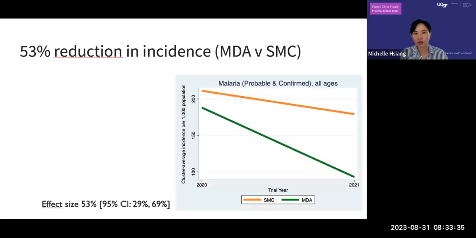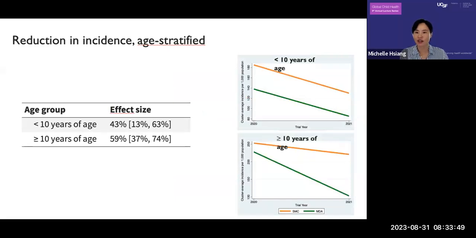These are just some visuals of the difference in the difference. So you're comparing MDA in green to SMC before and after, and you can see that we saw more of a reduction in MDA. And then stratified by age, this is the greater than 10 and the less than 10. And I mentioned we saw the greater effect in the more than 10.